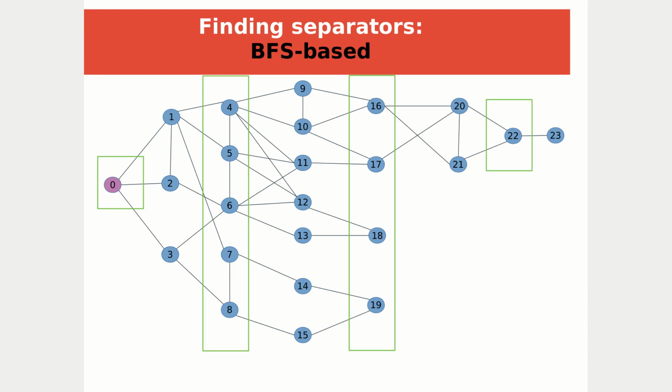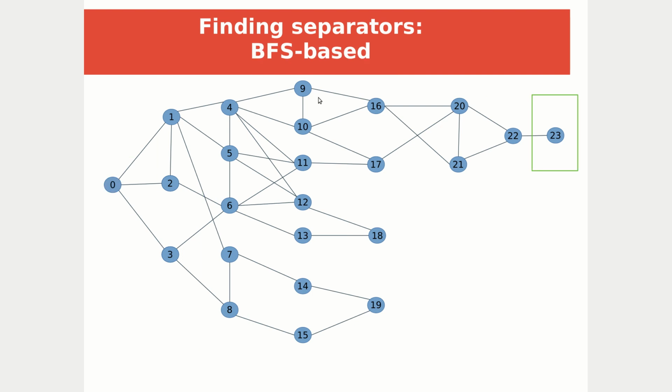The second method is the BFS-based method. Here we consider some initial set of nodes, the purple one here, and we partition all nodes into layers based on their distance from the initial set. Distance 1, distance 2, distance 3, and so on. Then we process all layers in reverse order, from the last one, previous one, and so on.